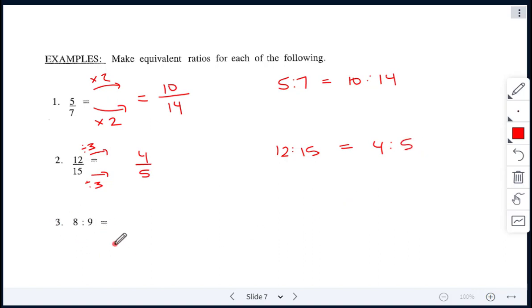All right, here we have it already written as a ratio method. So let's just multiply, just for an example, we can just multiply by 5, but you can multiply by anything you want. So that would give me 40. 8 times 5 is 40, and 9 times 5 is 45. Okay, so 40 to 45. And if we had written that as a fraction, 8 over 9 is equal to 40 over 45. So very similar to when we were working with fractions.